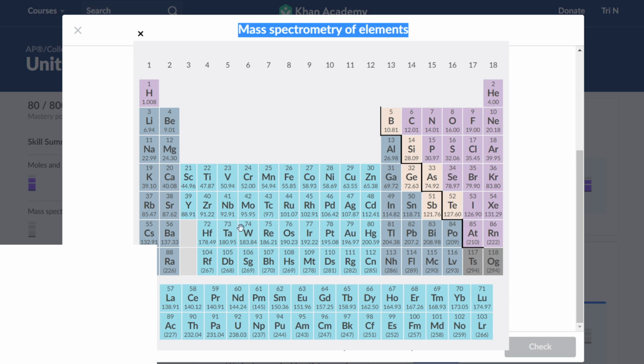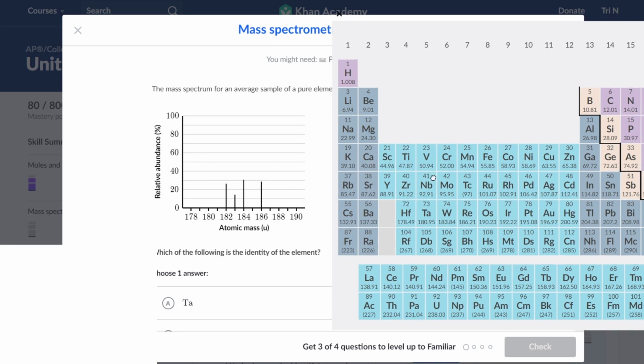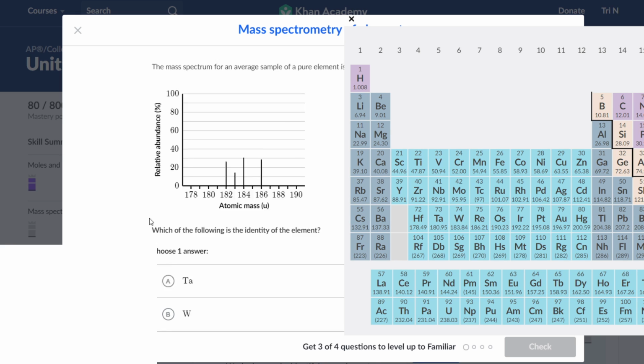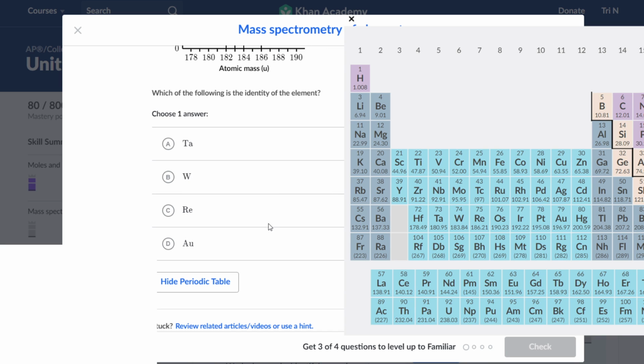So if we look at the periodic table, let's find the element that has an atomic mass less than 184. So we have W. I'm not sure of its name, but this element W has an atomic mass of 183.84, so it's approximately our estimate. It's quite similar to our approximation. So I would say W would be the right element for this one.